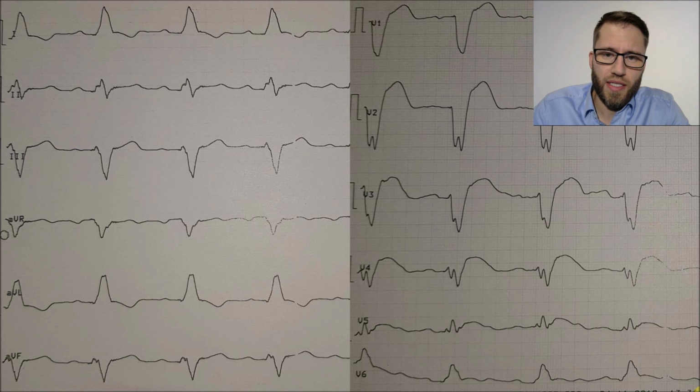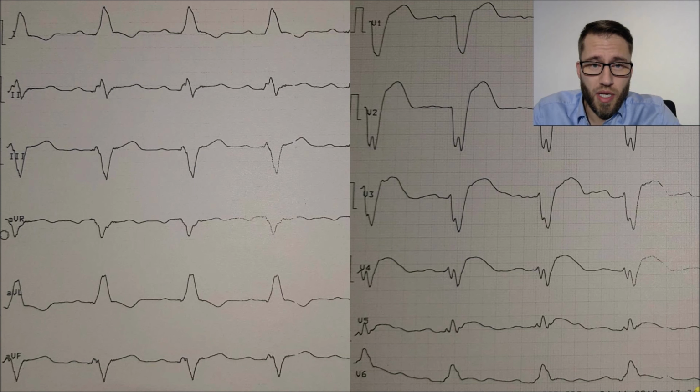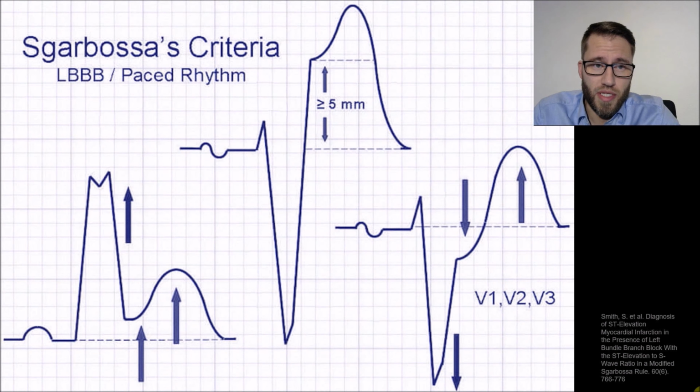And to recognize that and to evaluate the patient for STEMI and getting to the cath lab earlier, there are some criteria. And you already know what I'm talking about. I'm talking about the Sgarbossa criteria. And the Sgarbossa criteria help us to diagnose a STEMI pattern in the presence of a left bundle branch block.